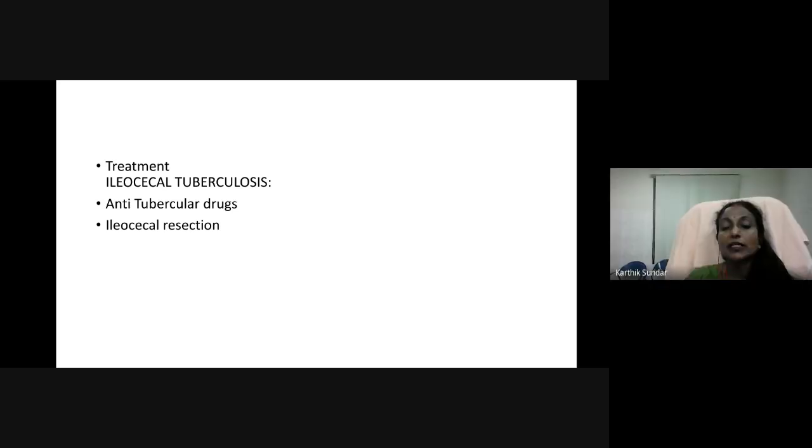So surgery is indicated only for complications. If the bowel is highly affected, your antituberculous treatment is more than sufficient.